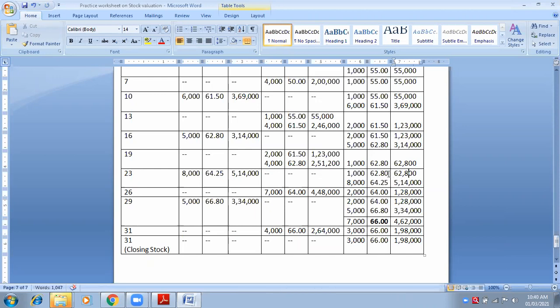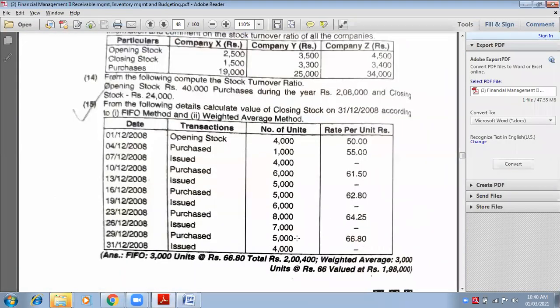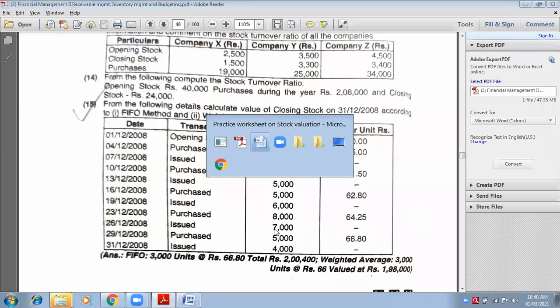Done this much, everybody, up to 23rd date? Has everyone done up to 23rd date? Yes, ma'am. Okay. Now let us quickly do 26th date, issued 7,000 units.